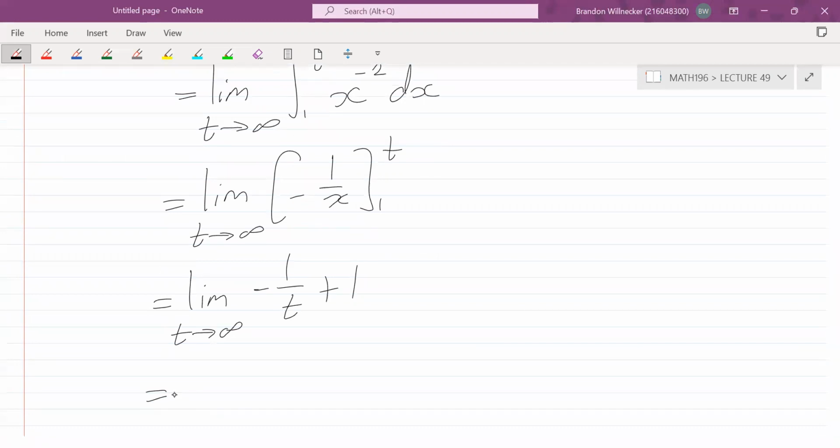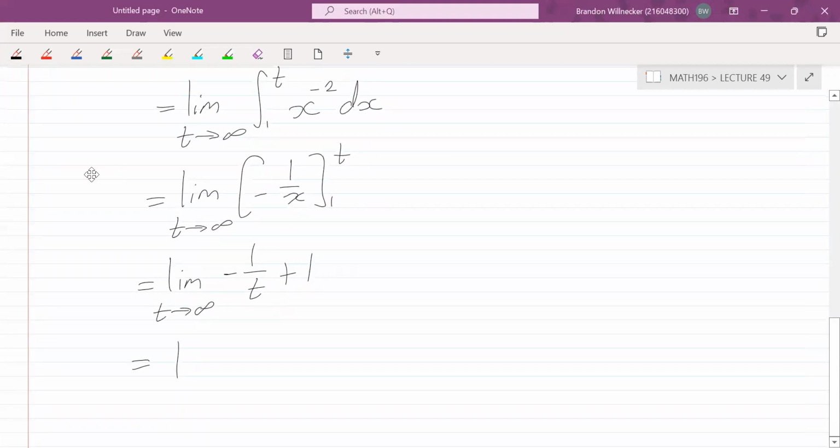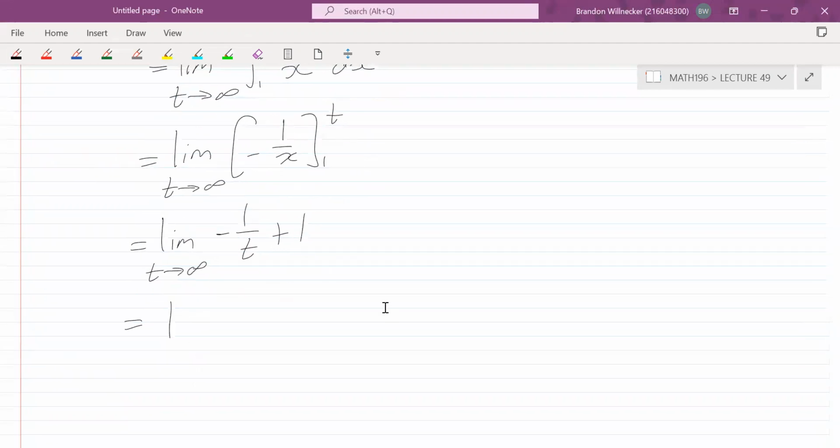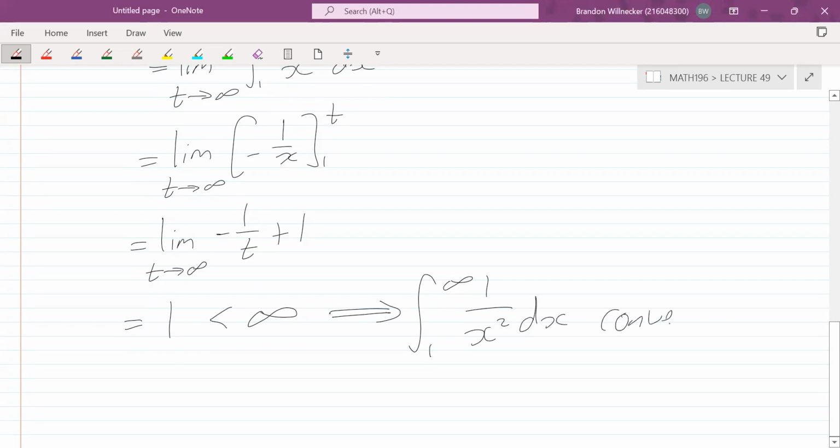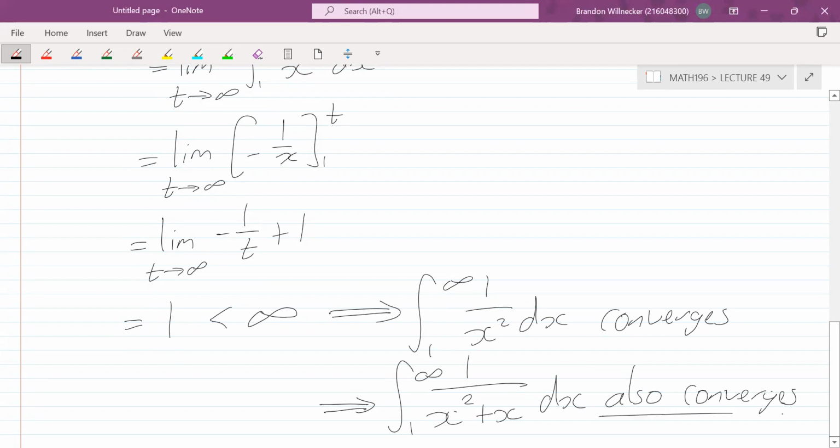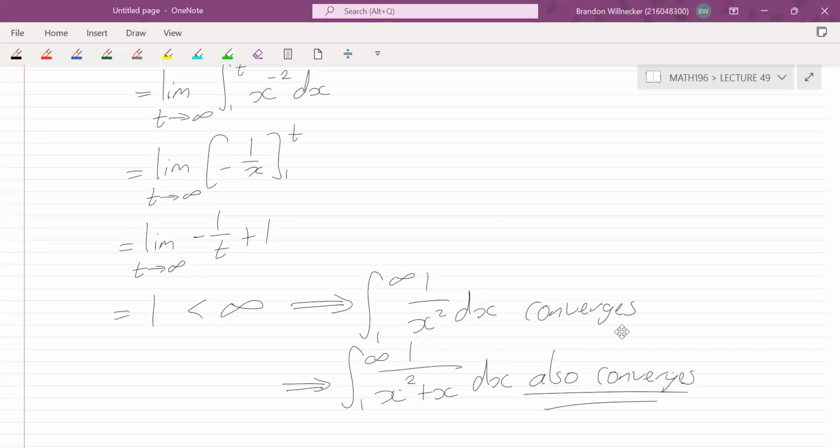Now, as t goes to infinity, this 1 over t is going to go to 0, so we're just left with 1. Now, we don't care what the value is, we only care that this is less than infinity. So, since this is less than infinity, the integral from 1 to infinity, 1 over x squared dx converges. And if that converges, then the original one also converges. And that's what we care about. We wanted to show that our original one converges.